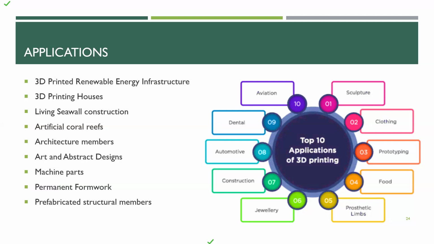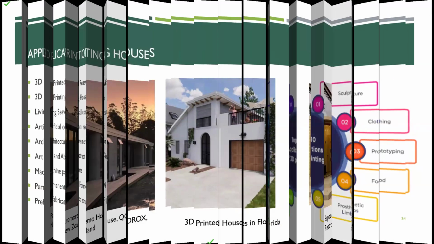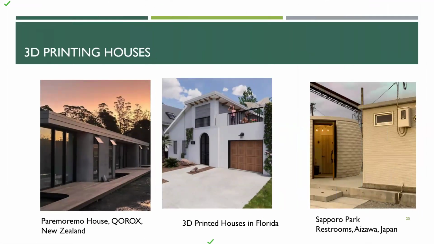Like printing housing, living sea walls. I have some examples. I'll show it to you. Artificial coral reefs, architecture members, art and abstract design, machine parts, permanent formwork, prefabricated structure members. So this is an example of 3D printing houses. You can see this one is from New Zealand. This is from Florida, Japan.